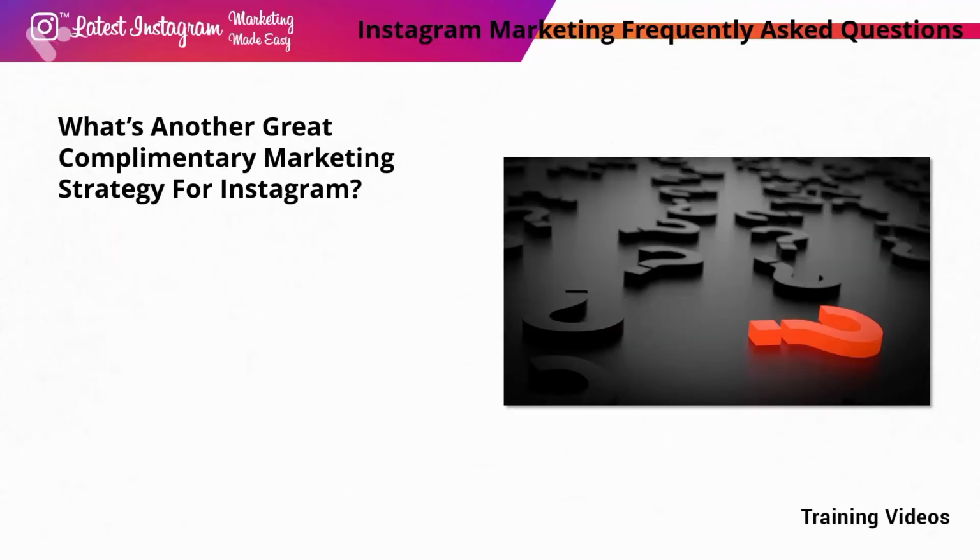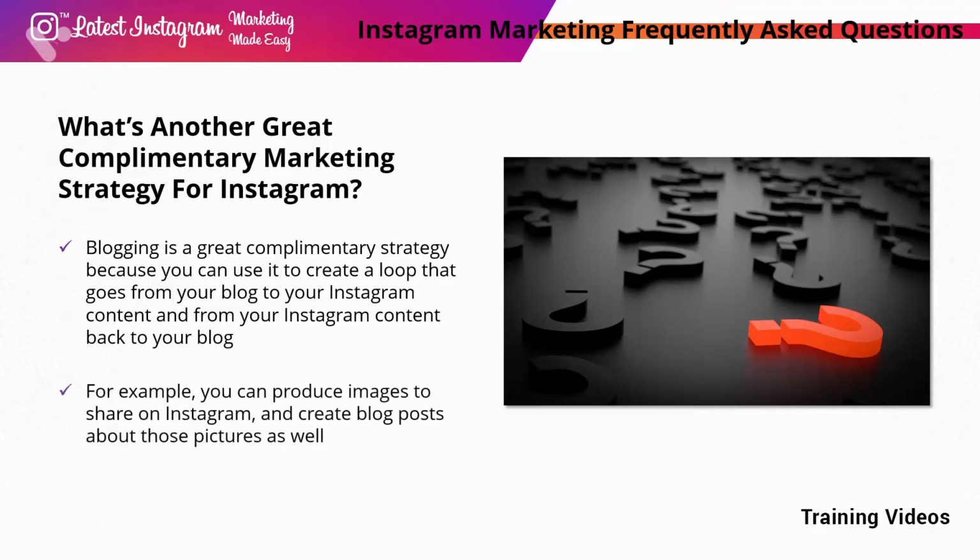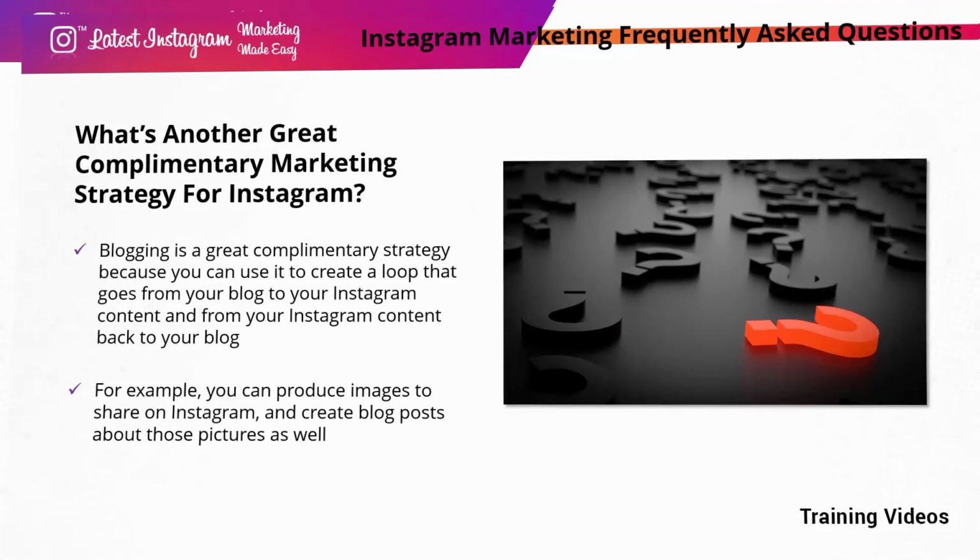What's another great complementary marketing strategy for Instagram? Blogging is a great complementary strategy because you can use it to create a loop that goes from your blog to your Instagram content and from your Instagram content back to your blog. For example, you can produce images to share on Instagram and create blog posts about those pictures as well. You can then upload one of those pictures to Instagram with a call to action, inviting users to visit your blog through the link in your bio. And you can also embed the post with the picture into a blog post. That way you can generate traffic between both marketing channels.